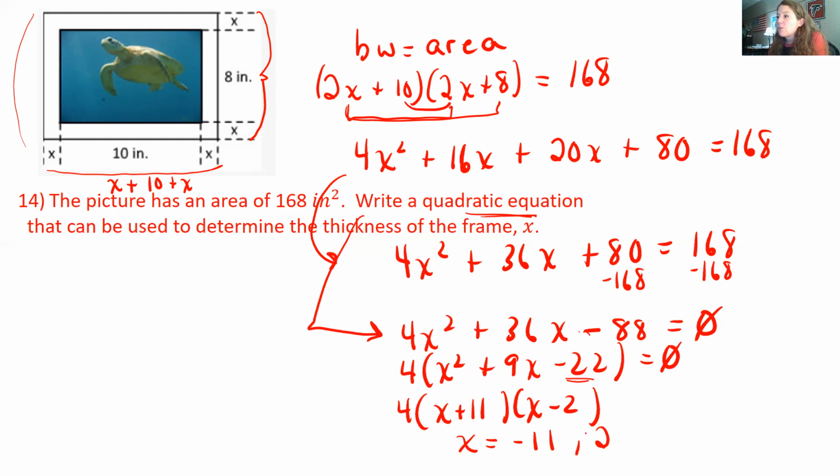Well, what's wrong with one of these two answers? If we're talking about how thick something is, could we have a negative thickness? Nope, we cannot. So we would throw that answer out, because in the real world that doesn't help us. So basically the thickness of the frame is 2. All of those x's are 2's. All right, so I went ahead and solved it with you, but really it only asked for the equation, which is what my arrow is pointing to.